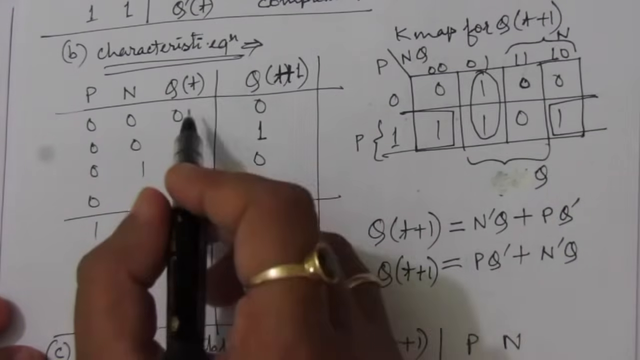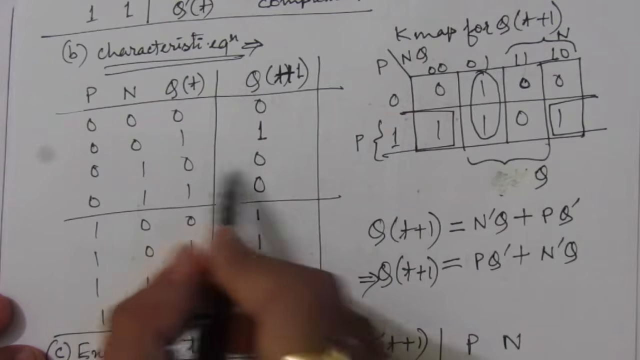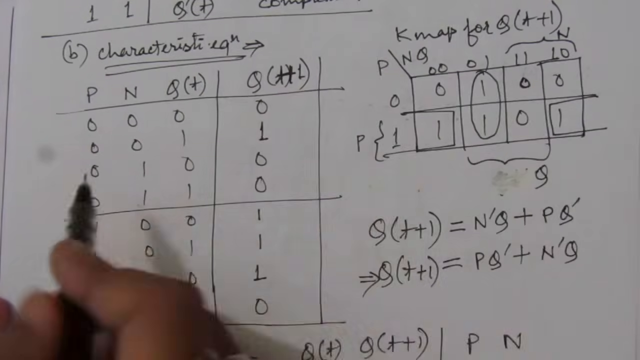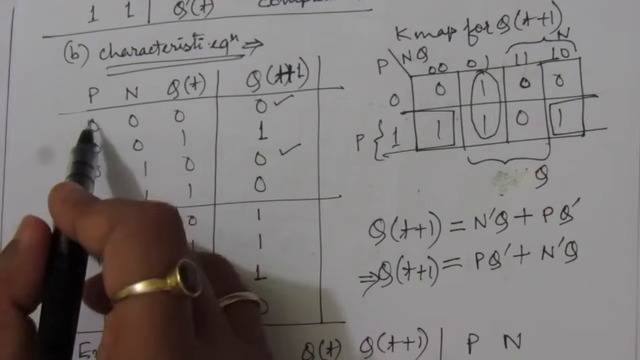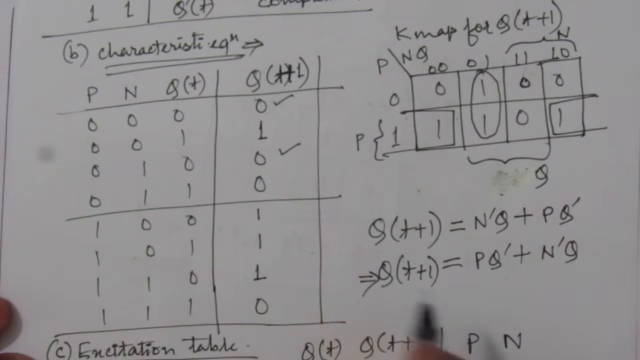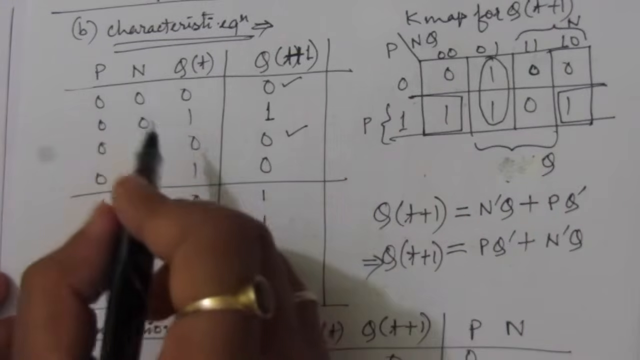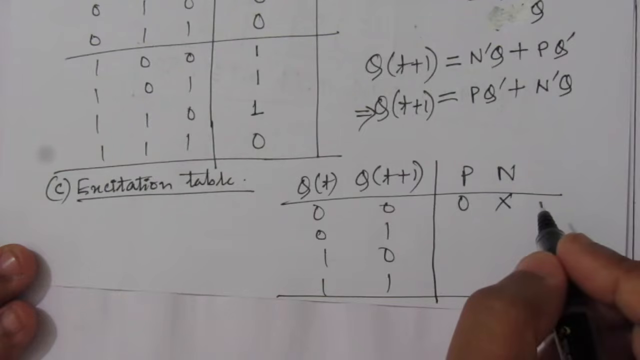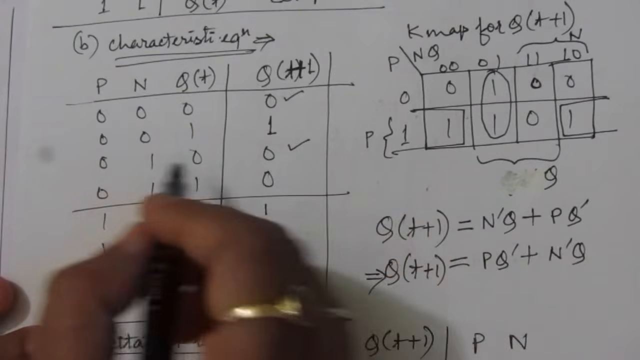Now here we can see that we have 00 here and 00 here. So for the first and the third case we have to see the respective inputs. For both of these, the P value is 0 and 0 for both cases, so we can write it as 0, and the N value is 0 and 1. So we have to write here a don't care, because irrespective of the input, it will have this output 00. Now 01 we have to see here.